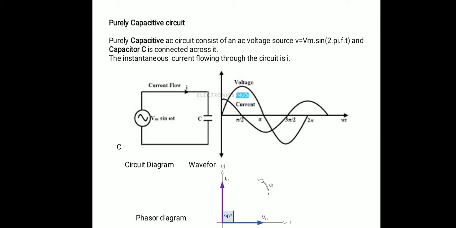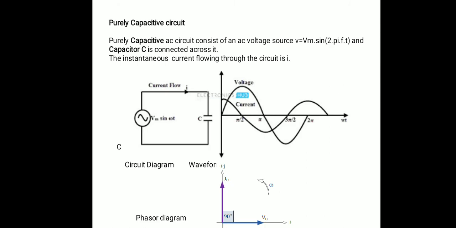The length of the voltage phasor Vc is equal to the maximum or peak value of voltage, and the length of the phasor for current Ic is the peak value of the current waveform. The length of a phasor always represents the peak value of the alternating quantity. So this is the phasor diagram for the purely capacitive circuit.